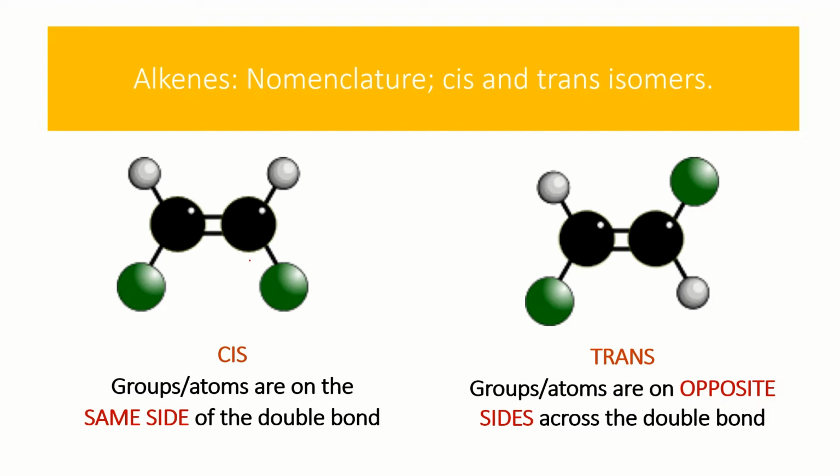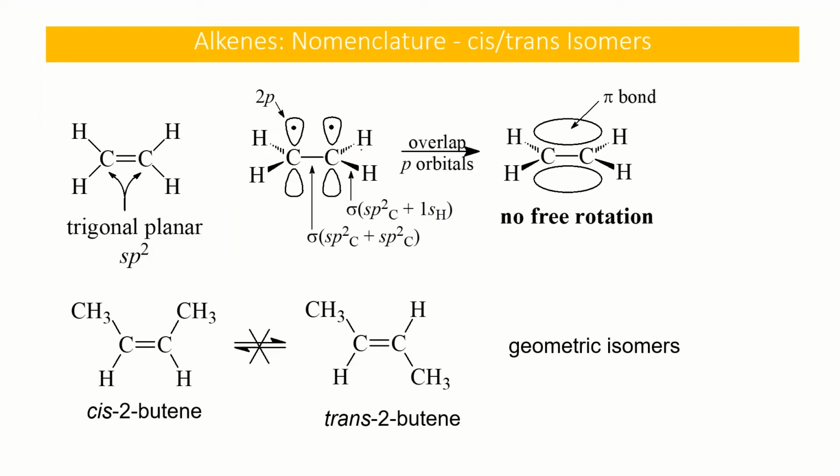On to cis and trans. If we have two groups on the same side of the double bond, then we say we have a cis compound. If we have the two large groups on the opposite side, then of course we have a trans compound, a trans alkene. Why? Because there is no free rotation through the double bond, and so the cis and trans alkenes are what we call geometric isomers.